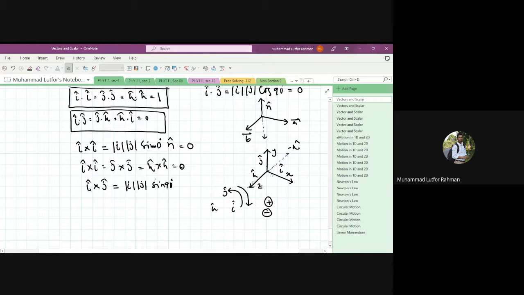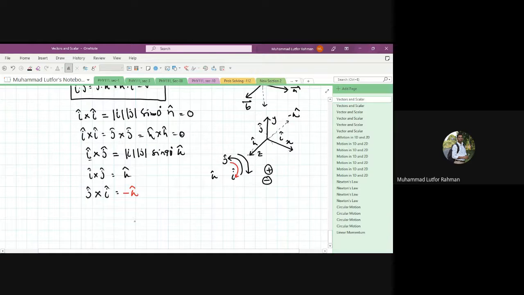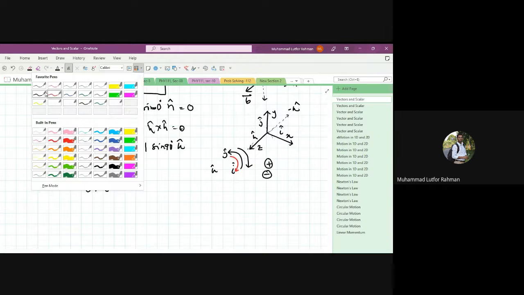If we move, I'll write it in that way: i, j, k. If I move from i to j, if I write down i cross j, that means I'm moving from i to j. Then the third one would be the k hat. It's a positive k hat. So i cross j will give me plus k. What if I write j cross i? J cross i means this time I am moving in the clockwise direction. In that case, it will give me minus k. So that's how we can find the cross product of these two vectors.